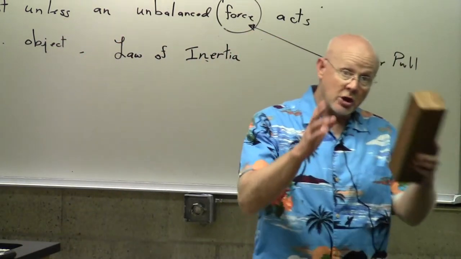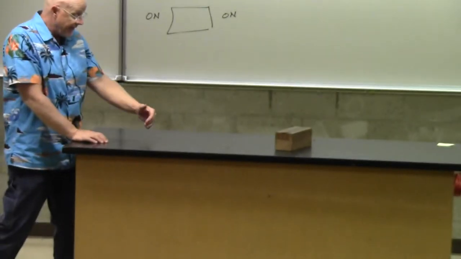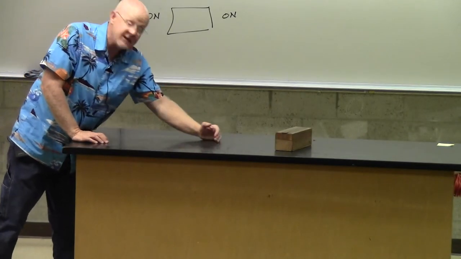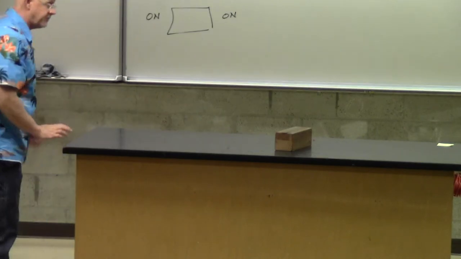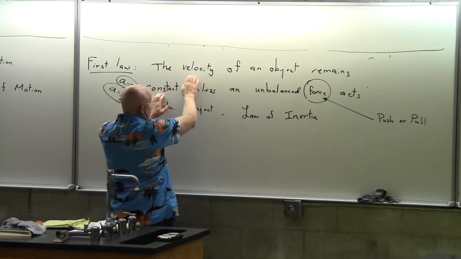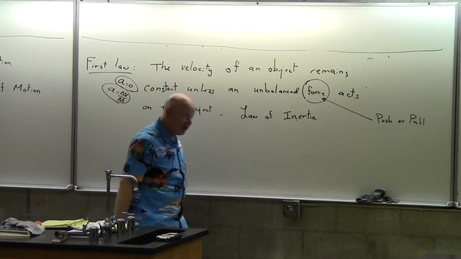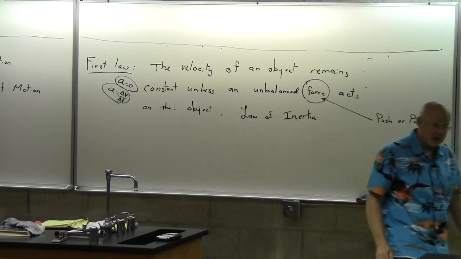And so you saw me do this earlier, and I'll do it again. If I push this, when it first comes out of my hand, it has a speed, let's just say about 3 meters per second, and then it goes slower, slower, slower, slower. It definitely is changing its speed. And I said that it is changing its speed, therefore it's changing its velocity, because there is a force, and that force is the friction. And so what if I had no friction?